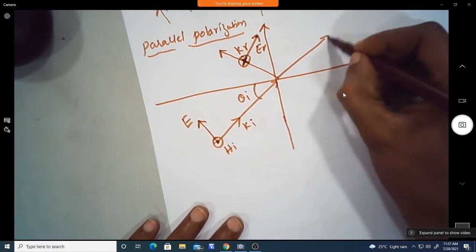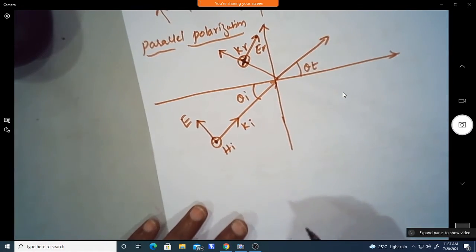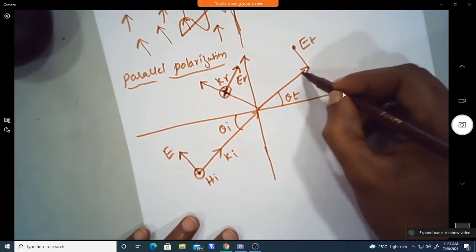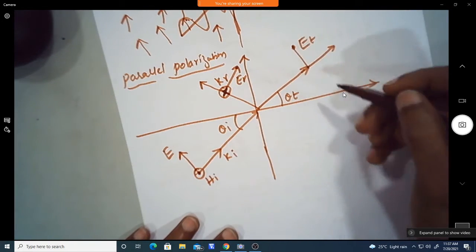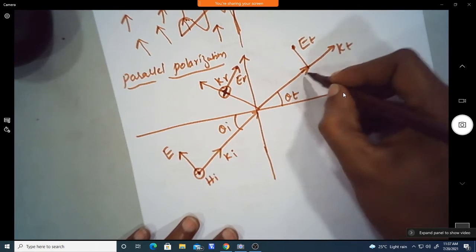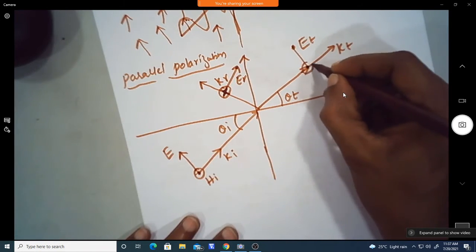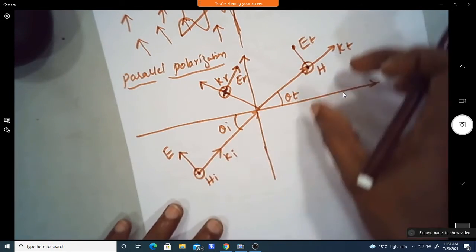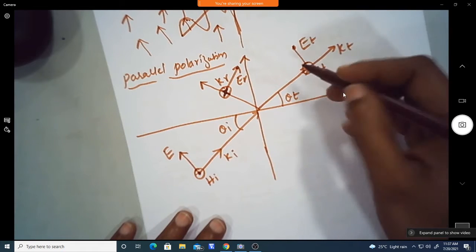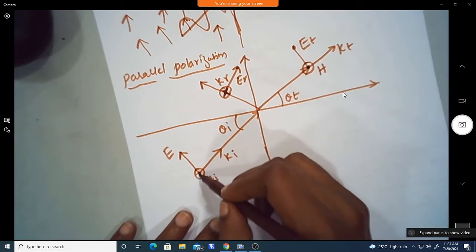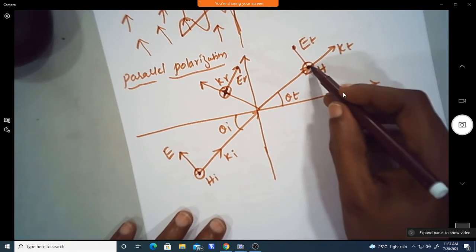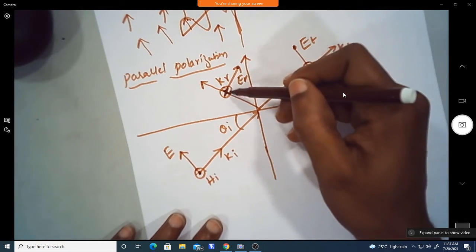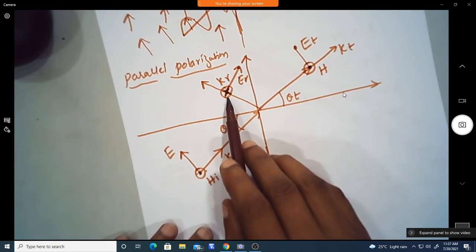Similarly we have the transmitted wave, where we have the angle of transmission, and again the electric field is parallel to the transmitted plane. This is Kt, and again H is coming out of the page, because the incident scenario applies to the transmission scenario. The direction of the magnetic field for the transmitted wave is the same as the incident. Only when it is reflected does the direction of H change.